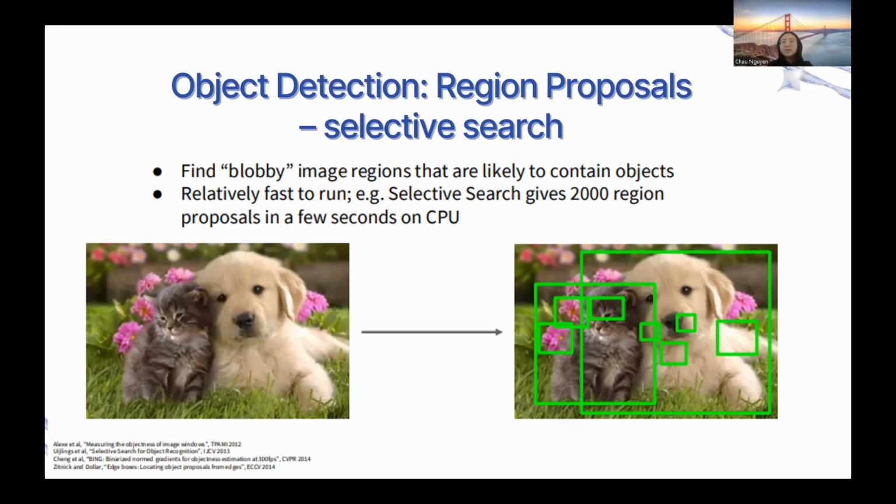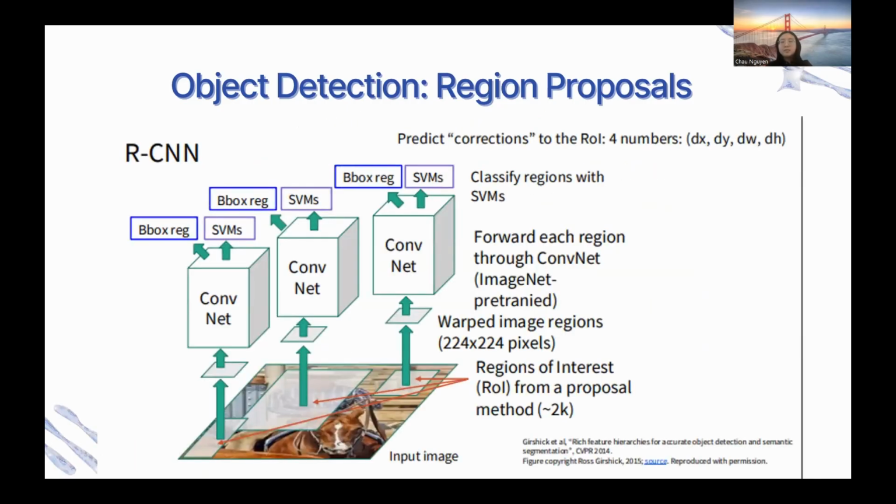So how do we find these regions? If you worked in computer vision, you will have heard about RCNN, which is region proposals using CNN. The idea is that given an input image, we try to generate region proposals, and then we only run a CNN on each of these regions. And then again, we predict the bounding box and class labels.